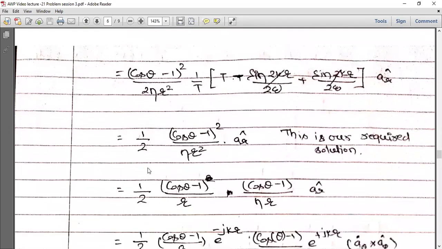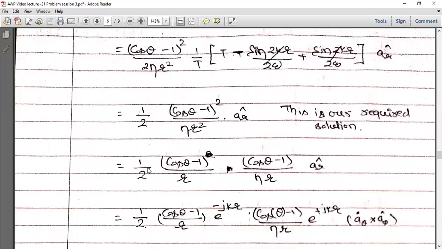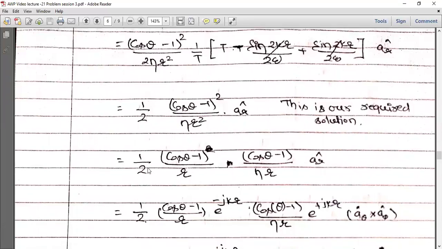One very interesting result is going to be used now. This cos theta minus 1 upon r square can be written as cos theta minus 1 upon r into cos theta minus 1 upon eta r. There is no problem in writing this. And similarly, we multiply e to the power minus j kr and e to the power plus j kr here.